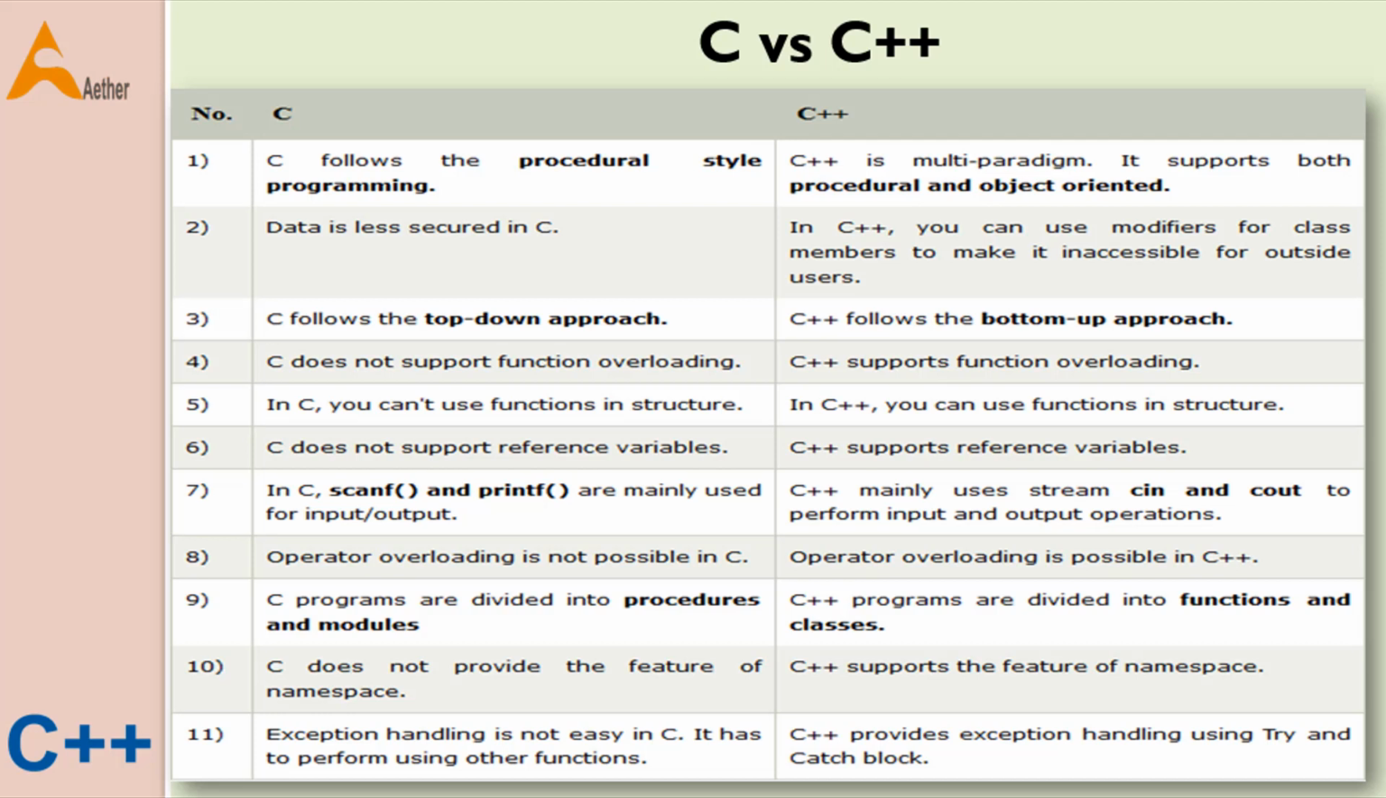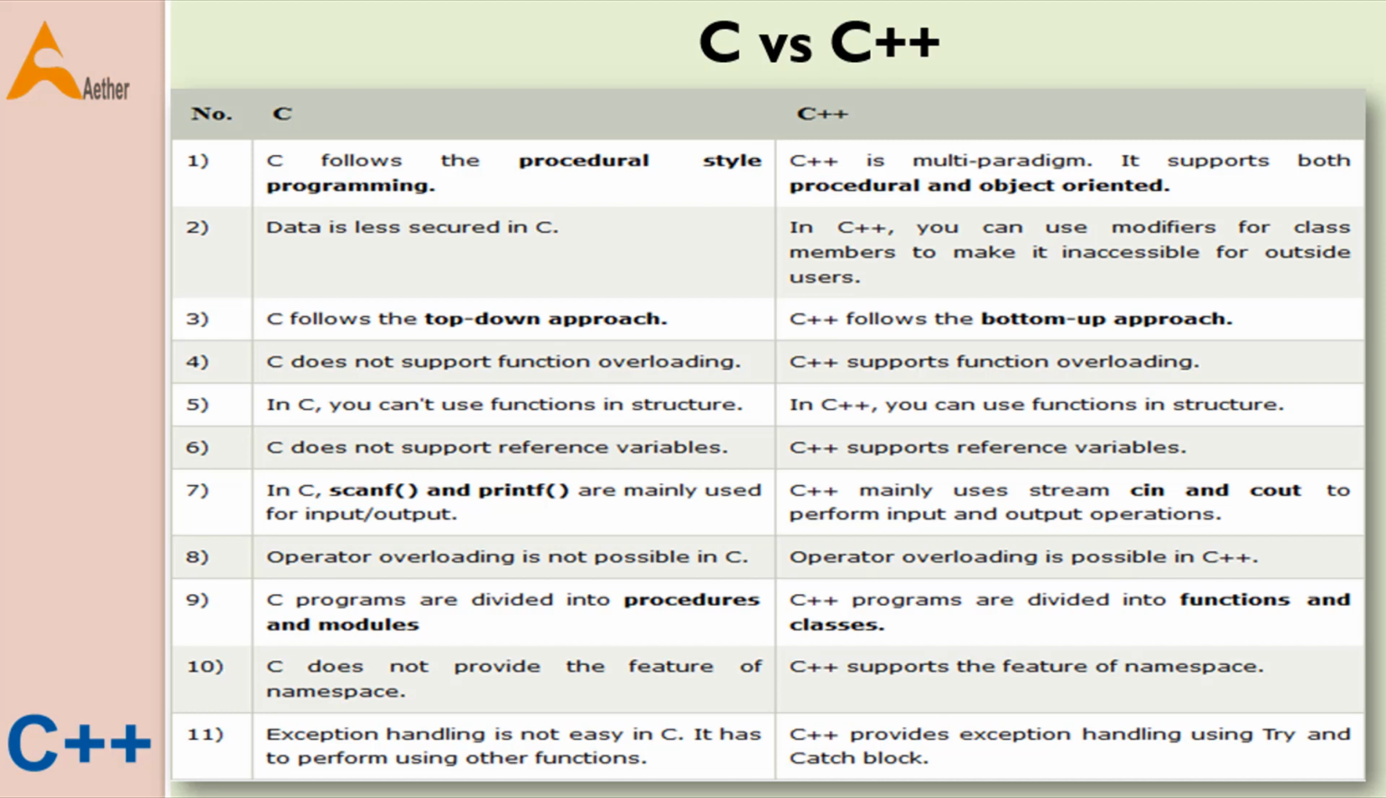Data is less secured in C, whereas, in C++, you can use modifiers for class members to make it inaccessible for outside users. C follows the top-down approach, whereas C++ follows the bottom-up approach. C does not support function overloading. C++ supports function overloading. In C, you can't use functions in structure. In C++, you can use functions in structure.